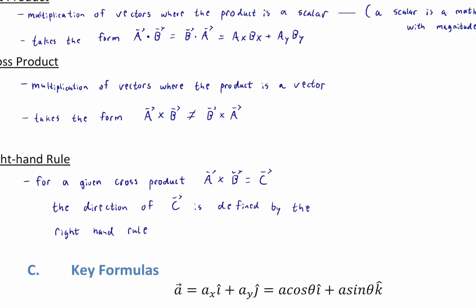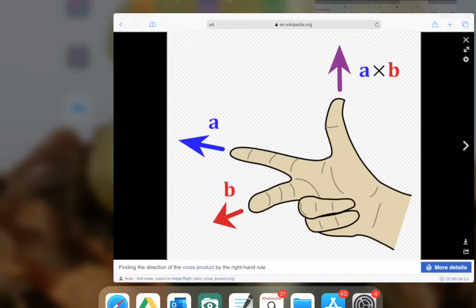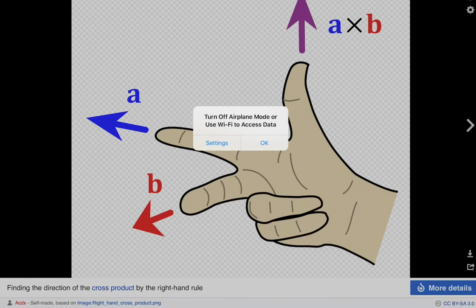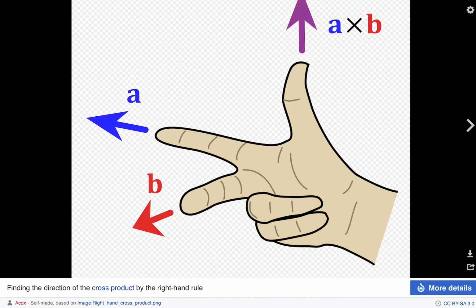I've got a hand over here, from Wikipedia. The idea is if I hold my right hand, it doesn't work with the left hand, but if I hold my right hand and use my middle finger to point in the direction of B, and I use my index finger to point in the direction of A, then my thumb will always point in the direction of A cross B.